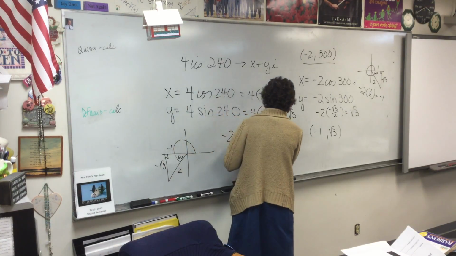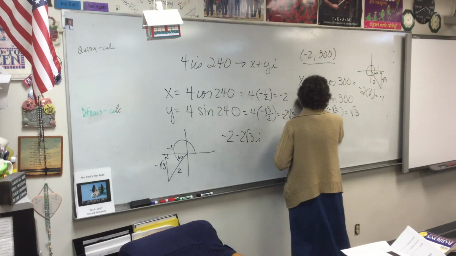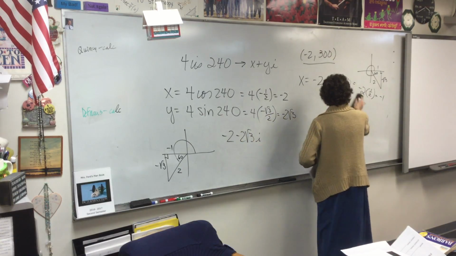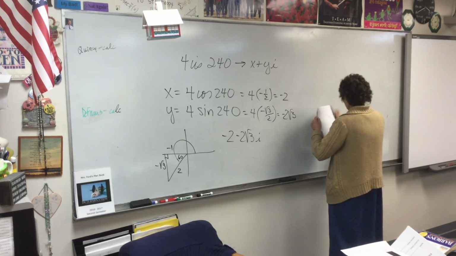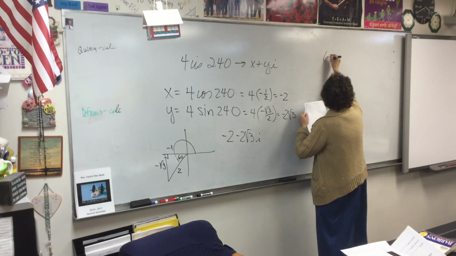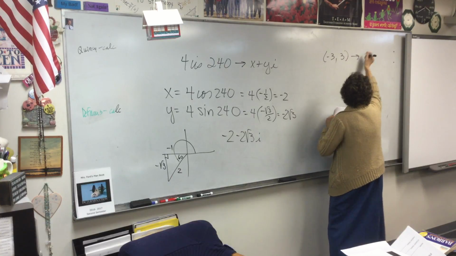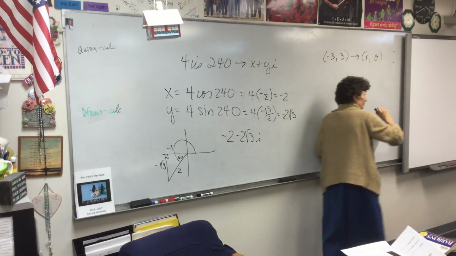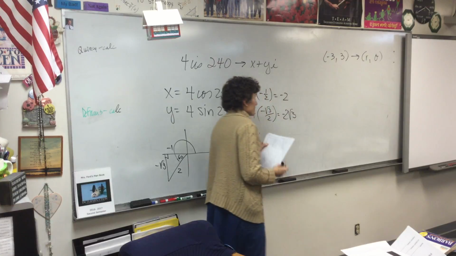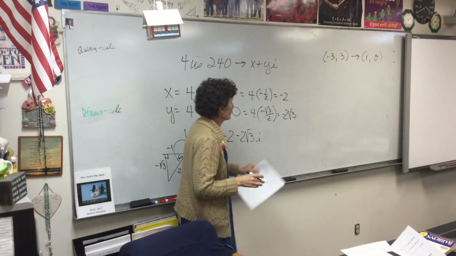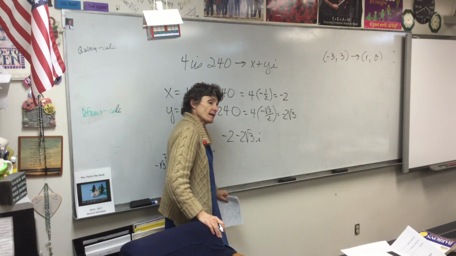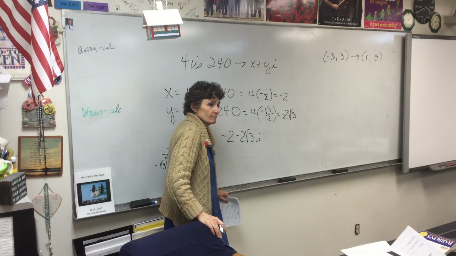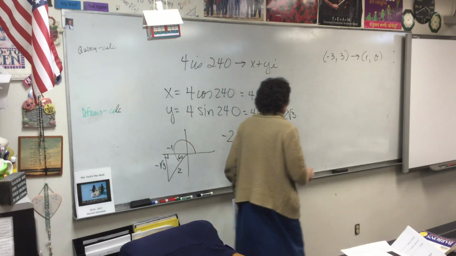Now we're finding polar coordinates. Okay, so what does that mean? Now we have to find r and theta. So we're starting with -3, 3 in problem number 5, and we need to find r and theta. Right, how do we do that? We draw a picture.